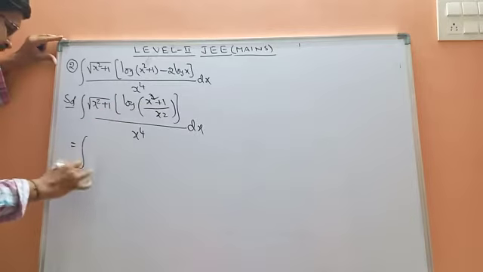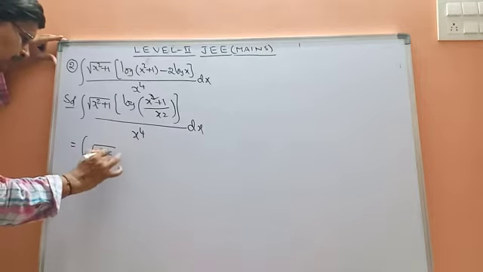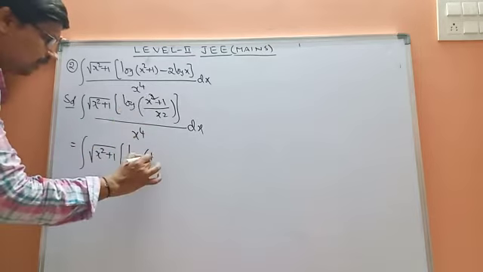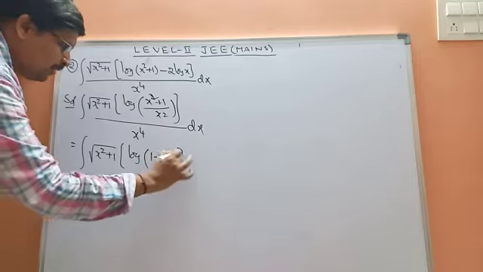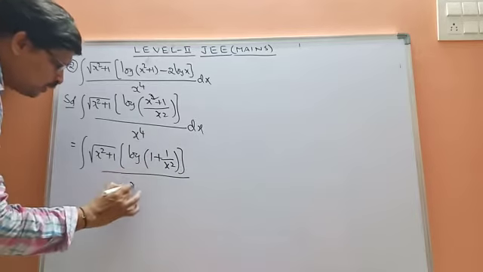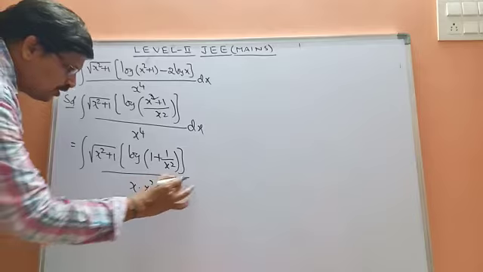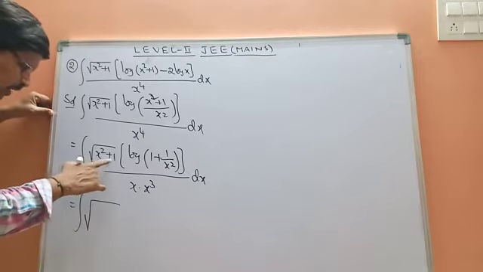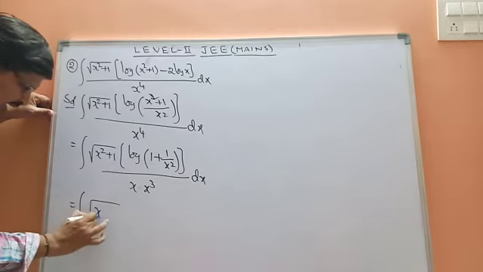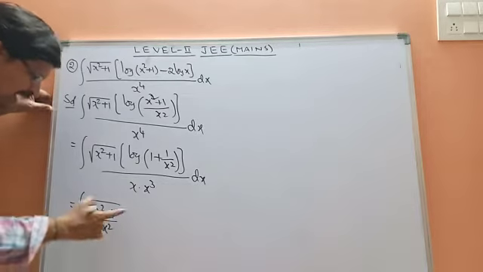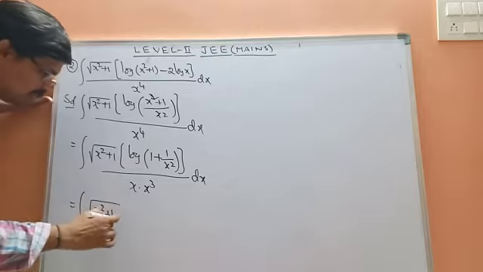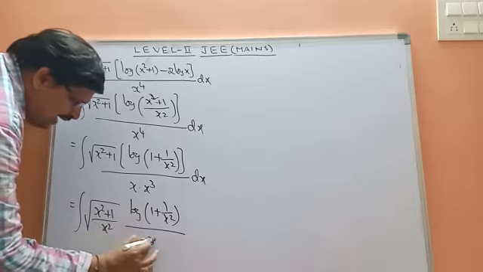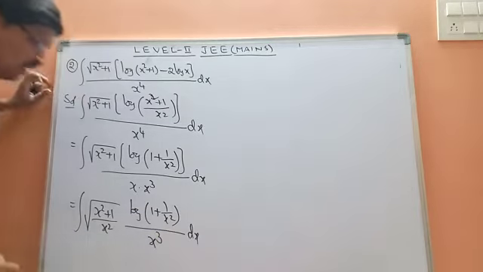So this can be written as square root of x square plus 1 into log of (1 plus 1 by x square), by x power 4. x power 4 can be written as x into x cube dx. One more step: x square plus 1 by x can be written as x square plus 1 by x square under the root. Take this inside the root, that value is x square. This one is log of 1 plus 1 by x square, by x cube dx. Got my point?